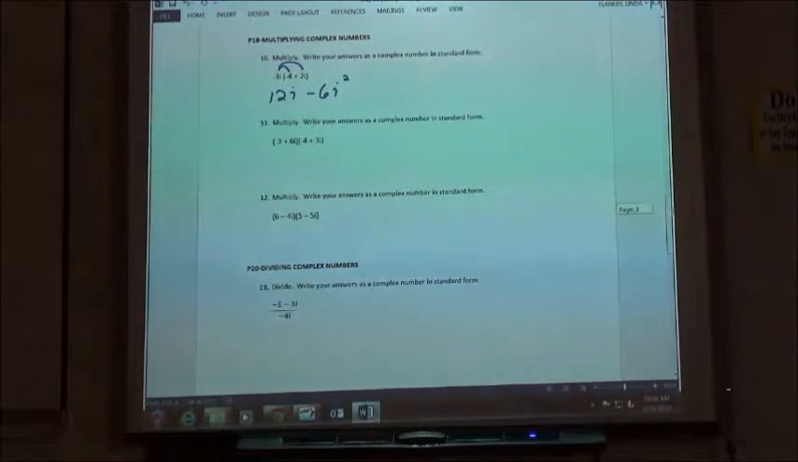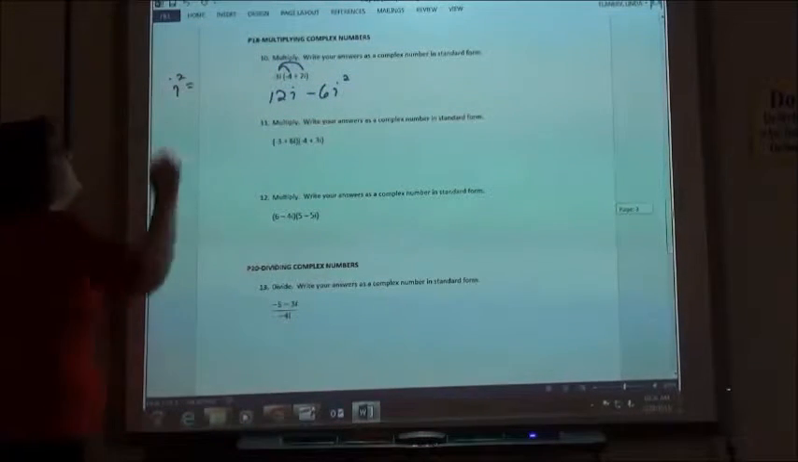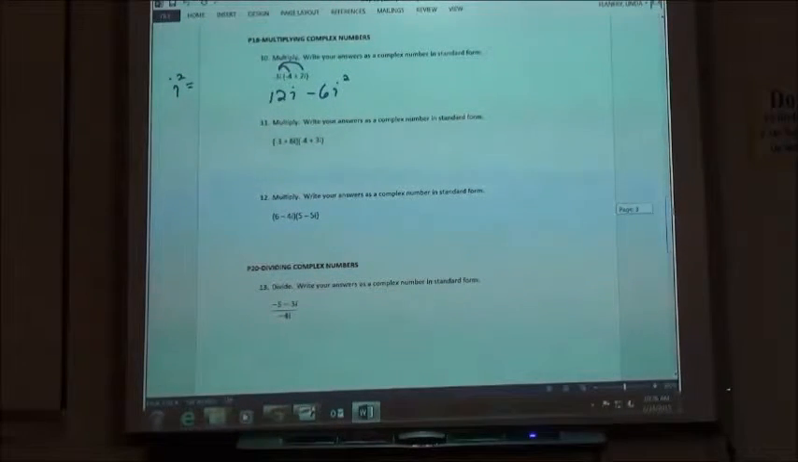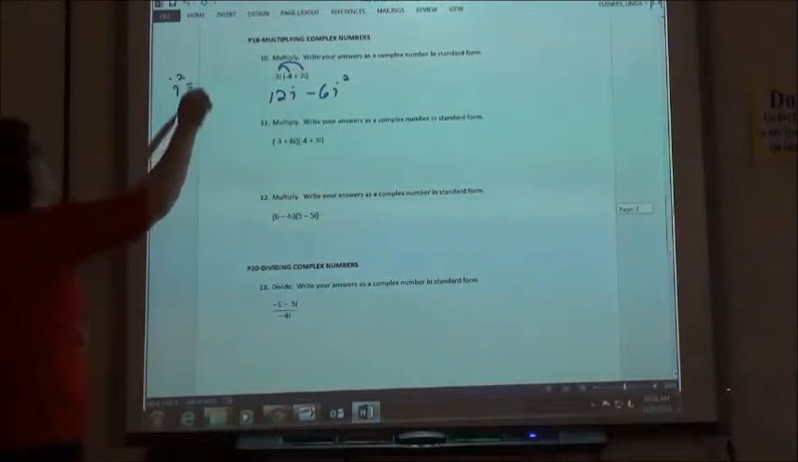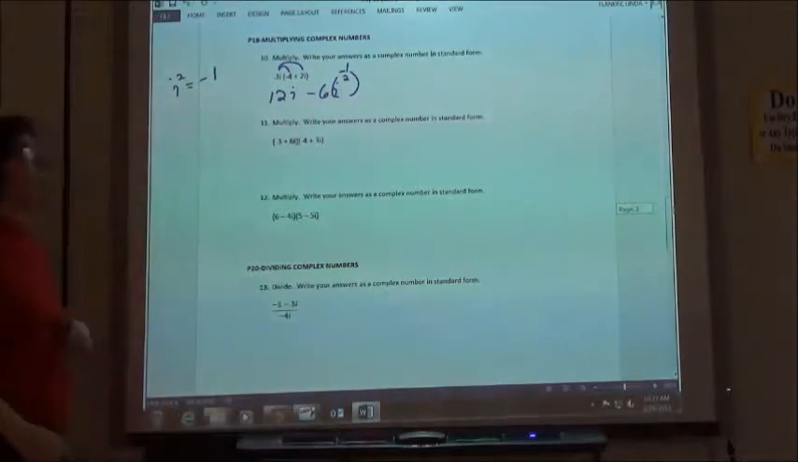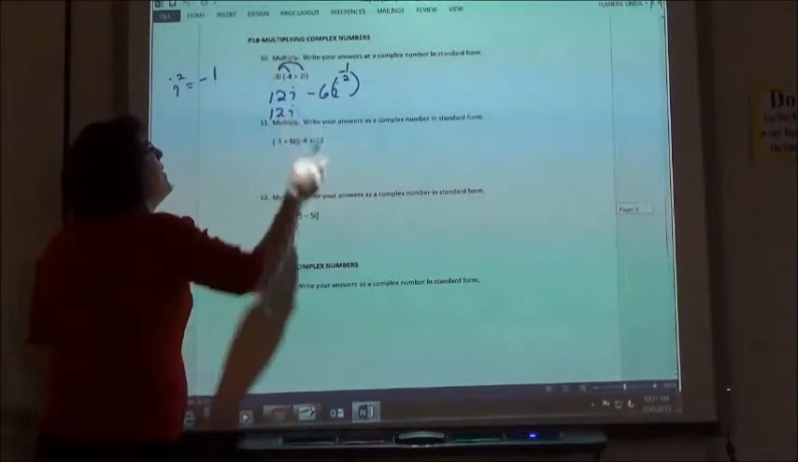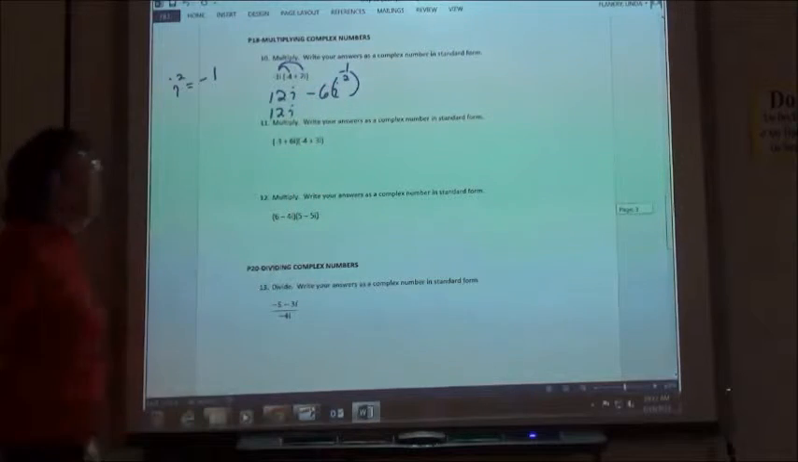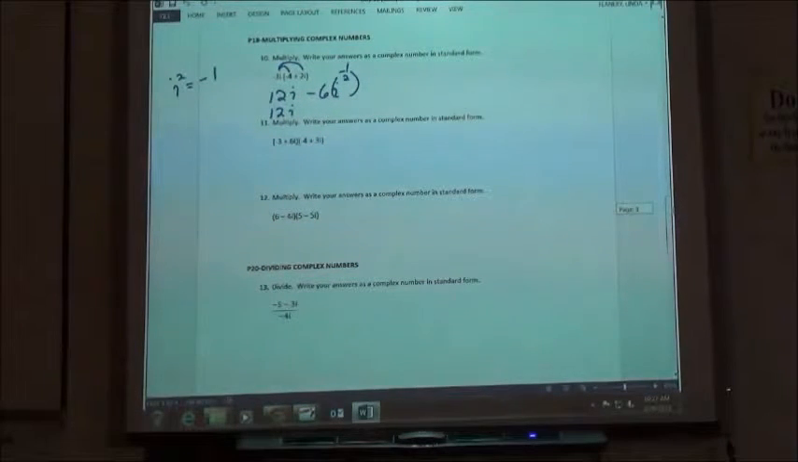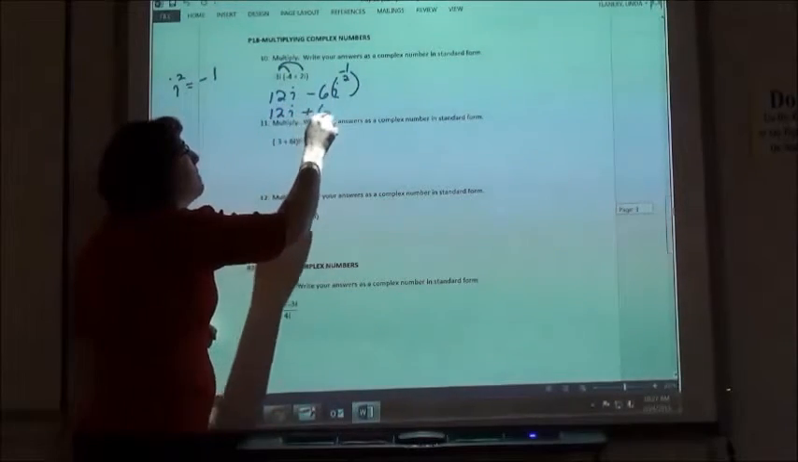Now, remember earlier we said i squared was equal to something? And whenever we had i squared, we were going to put what in its spot? Negative 1. So, right here, we're going to replace that with a negative 1. So we're going to have 12i, and then I have negative 6 times negative 1. A negative 6 times a negative 1 would make that? A negative times a negative is a positive 6.